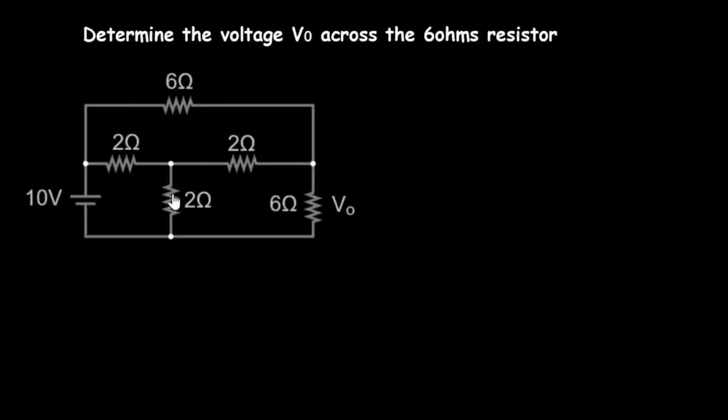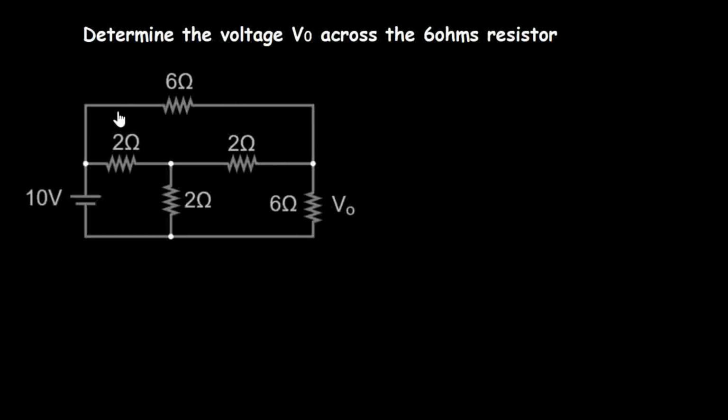Okay, so with this example, we have to determine the voltage V0 across the 6 ohms resistor. So to determine the voltage across this 6 ohms resistor, when you look at this circuit here, you see that the resistors are neither in a series connection nor in a parallel connection. So therefore, we are going to apply the delta-star transformation here.